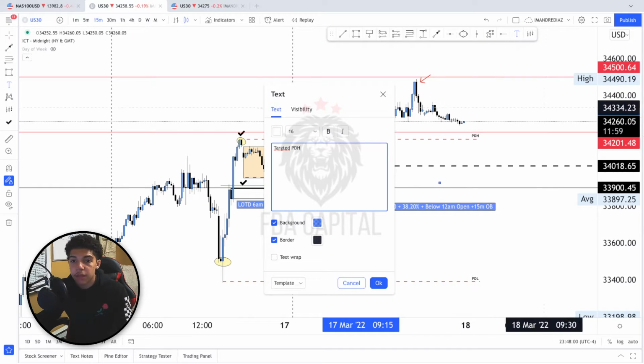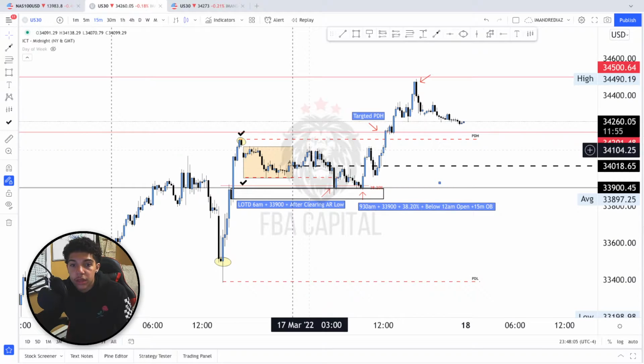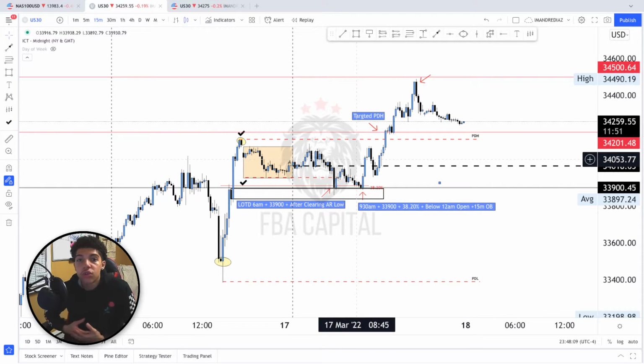Targeted the previous day's high right here. And also target this London high that was over here. So when you're looking for overall reversals, you're going to be using targets that are going to be Asian session highs, Asian session lows, London highs, London lows.